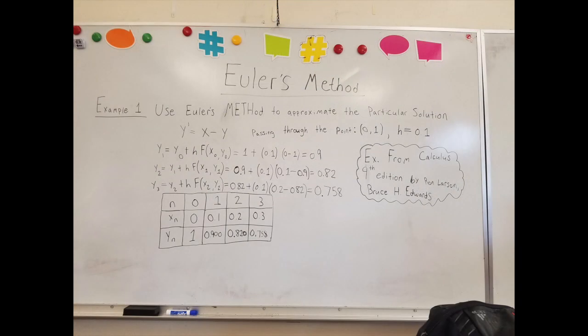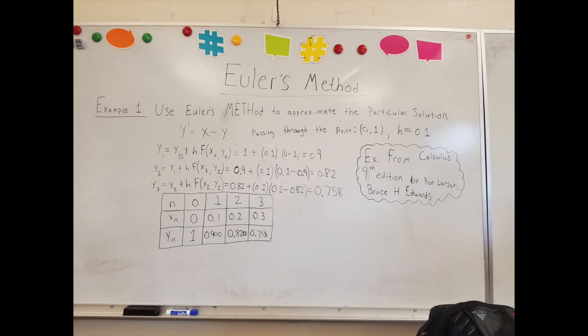This is the first example using Euler's method to approximate the particular solution. The example problem is y prime is equal to x minus y, passing through the point 0, 1, when h is equal to 0.1. If you look at your equation, y1 is equal to y sub 0 plus h times f of x sub 0, y sub 0.